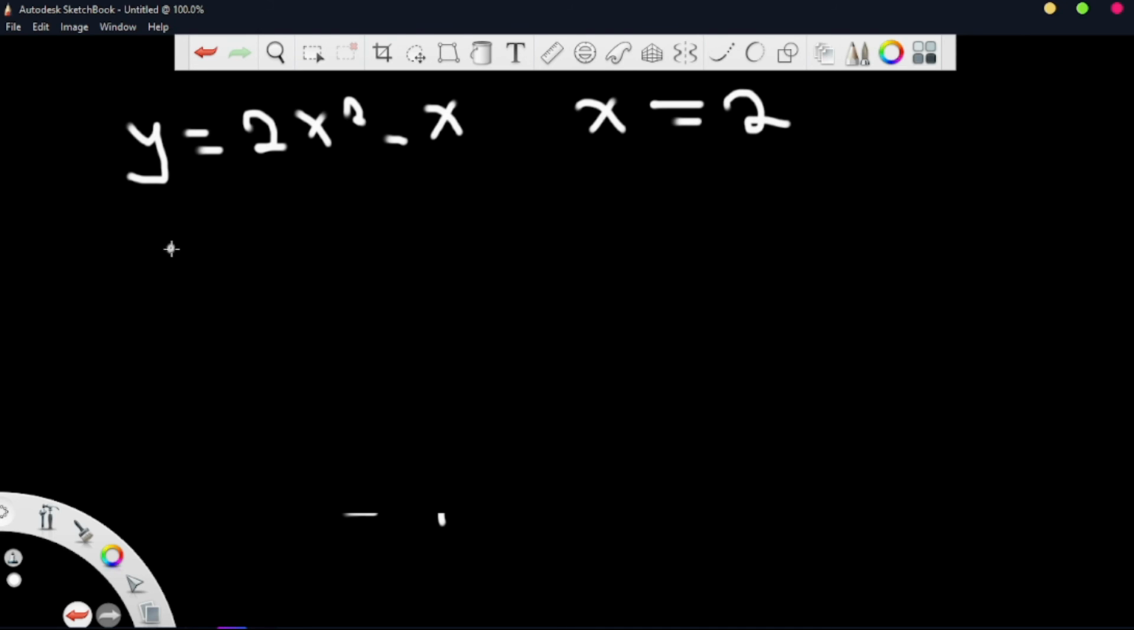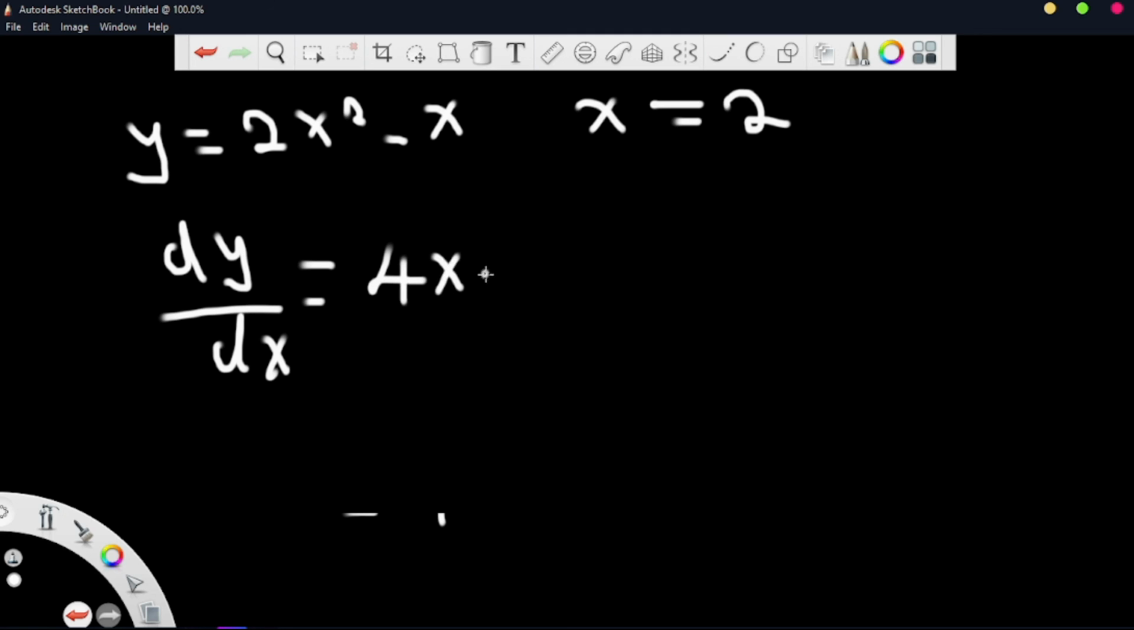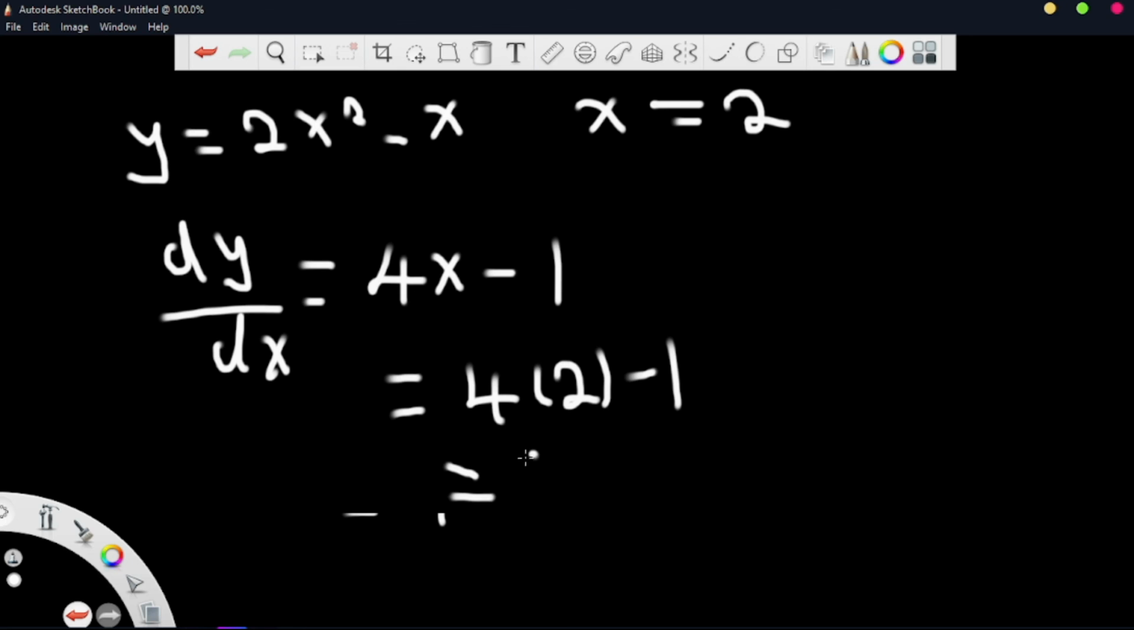So first of all, I have to always differentiate. Don't forget to differentiate, because if you plug in directly, the values that you might get might be wrong. So if I differentiate this, I'm going to get 4x minus 1. And then I'm simply going to replace where I have my x with a 2, and then I'm going to subtract 1. So notice that I'm going to have an 8 minus 1, which is a 7. So this is how we basically go about these questions.